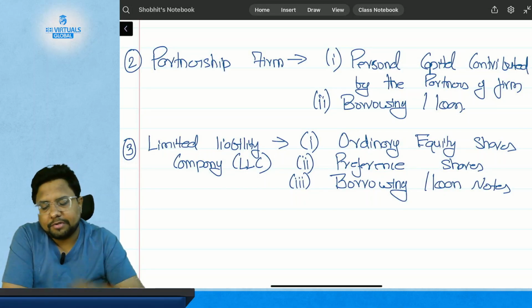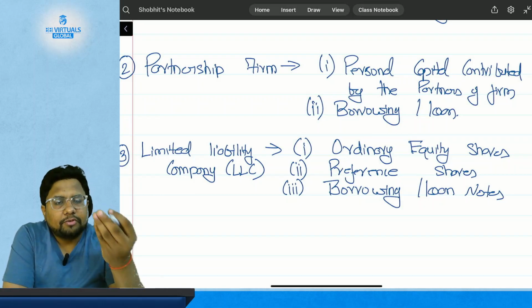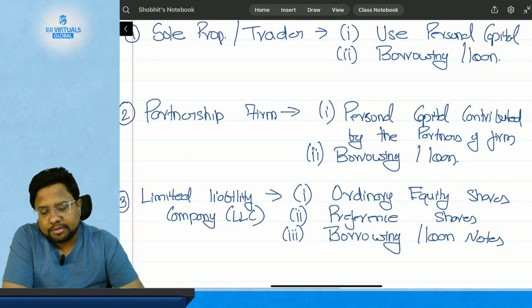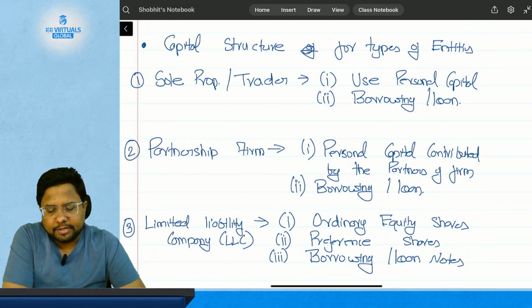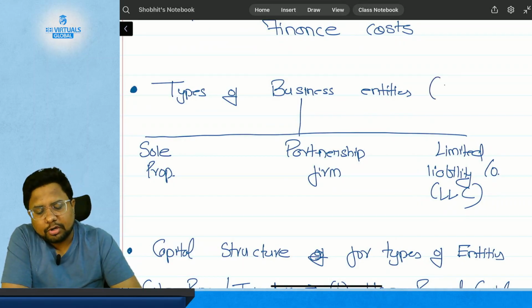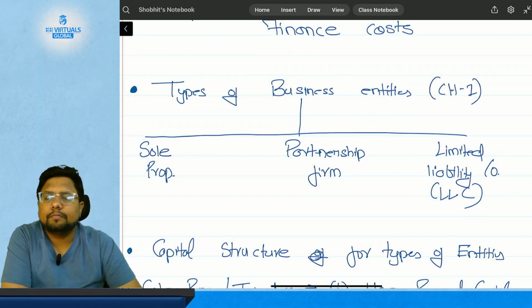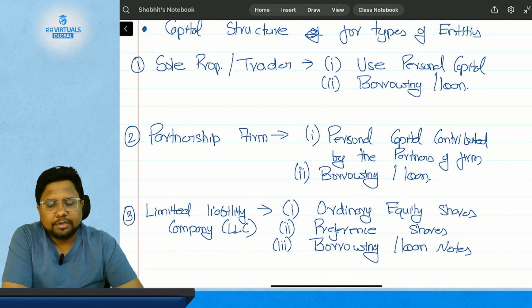So what is the capital structure for an LLC? The sources of capital for an LLC are taking a loan or borrowing, issuing ordinary equity shares, or issuing preference shares. These types of capital structure are there for different types of business entities. First we studied the types of business entity, which is covered in our chapter number 1. Then we studied the capital structure for different types of entities: sole proprietorship, partnership, and limited liability company.